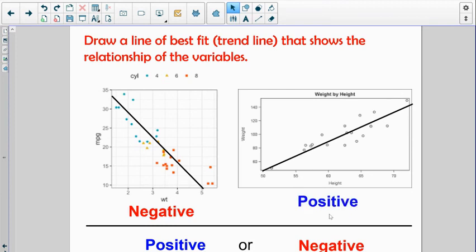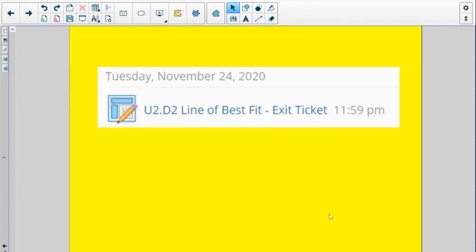All right, so if you're in class, we did the little whiteboard activity. What we're going to do right now, for those of you watching this as a review, or if you missed class, is go do the Unit 2 Day 2 assignment in Schoology. It's just a little exit ticket where you're doing 2 problems like this on your own. You're going to draw your line of fit, and then you're going to circle whether it was a positive trend or a negative trend. Let me know if you have any questions.